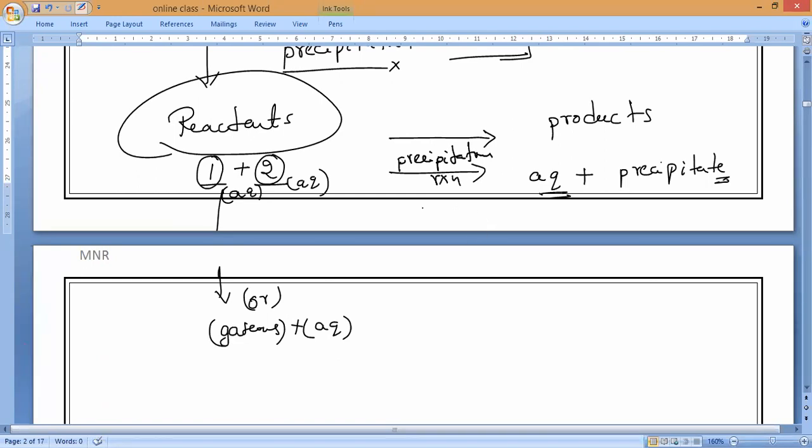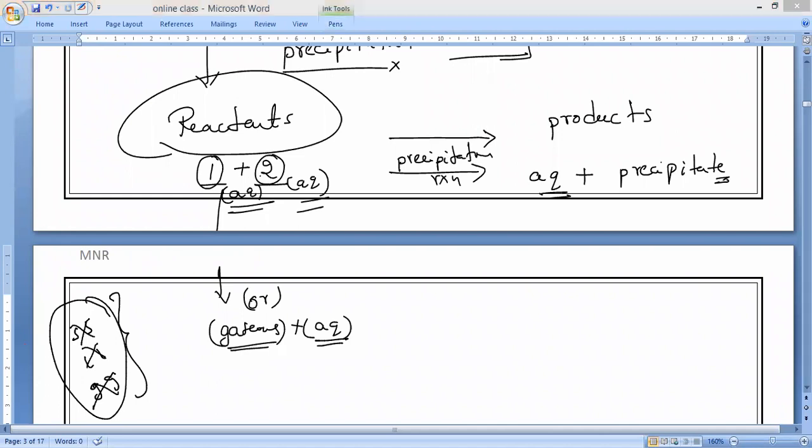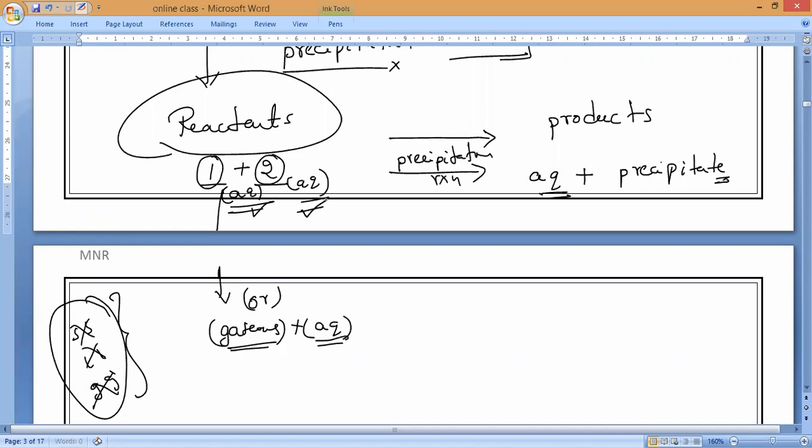Only reactants, either both in aqueous state, or one gas and one aqueous. Very, very important. Suppose I take two solids, two liquids, or two gases, is it possible to carry out the aqueous precipitation reaction? Not possible. Understand everybody? So a precipitation reaction is only carried out when the reactants are both aqueous, or one aqueous and one gaseous. That is the point you have to remember.